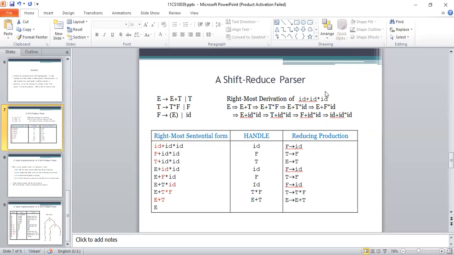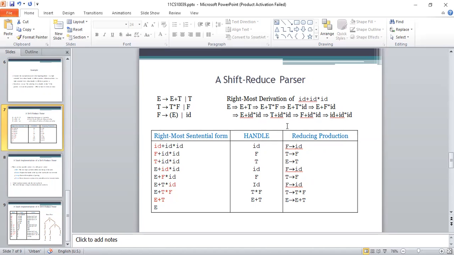So F is expanded. F is nothing but ID, right? Again for this production, T is replaced with F. So E plus F star ID, so E plus ID star ID. F is nothing but again ID here, right? So here again E means T. E is nothing but T here. Again T is nothing but F. F is nothing but ID. So that will become ID plus ID star ID here.